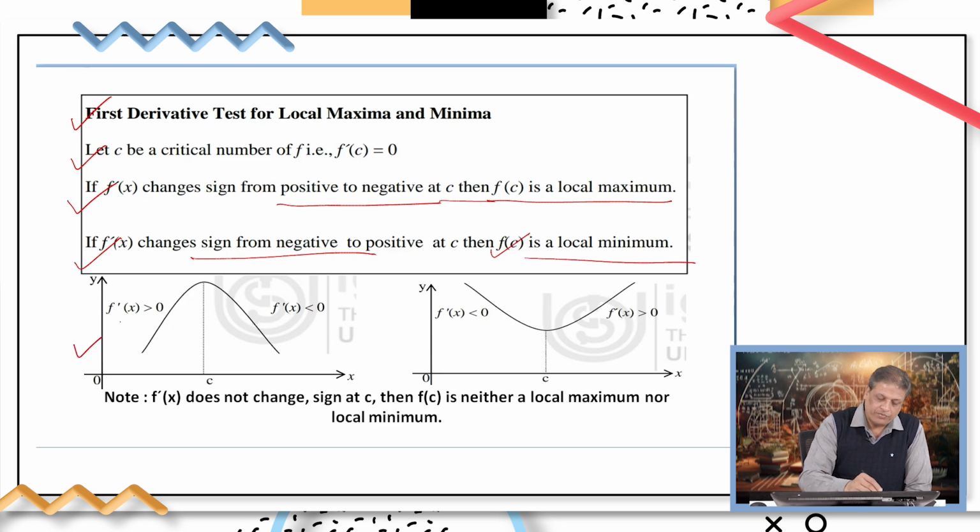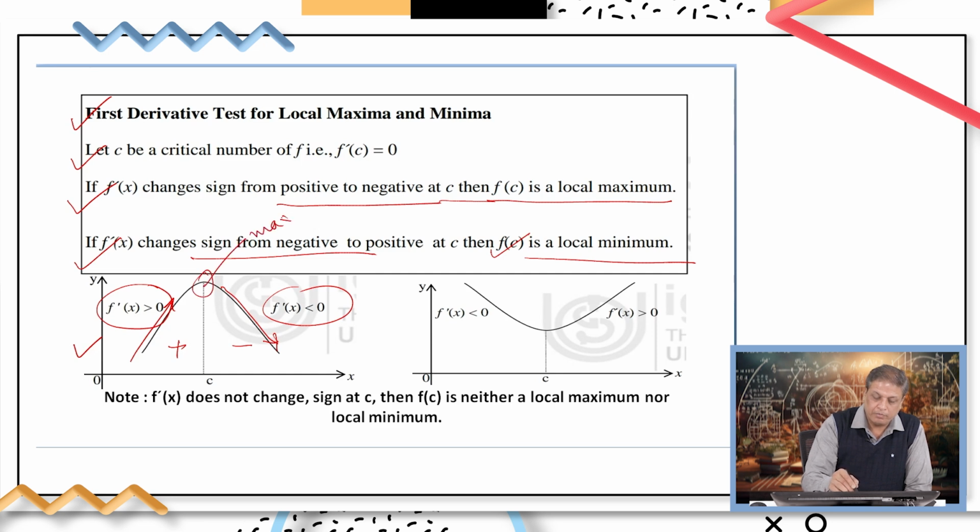So, by the figure you can say that in this region the derivative of the function, f dash x, is greater than 0, the slope is on the rising side, and in this case the slope is on the falling side. So, f dash x is less than 0. So, the sign is changing from positive to negative. So, this is the maxima part.